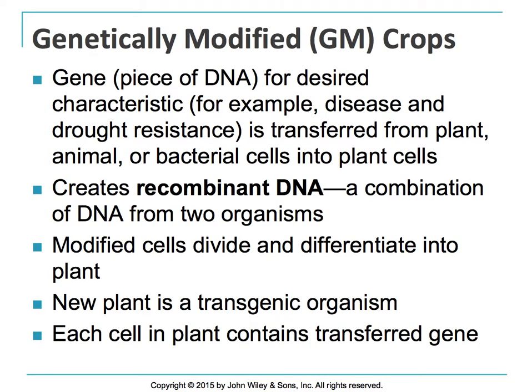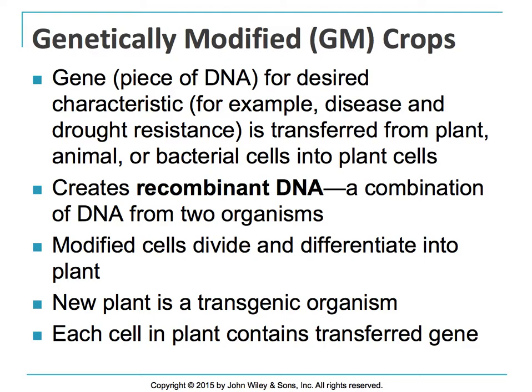Biotechnology, we're going to talk about genetically modified crops. So first you have a gene, which is part of DNA. We have DNA, animals do, plants do. And so in our bodies, we might have a gene for hair color or eye color. In plants, for example, they might have a gene for disease and drought resistance, say.